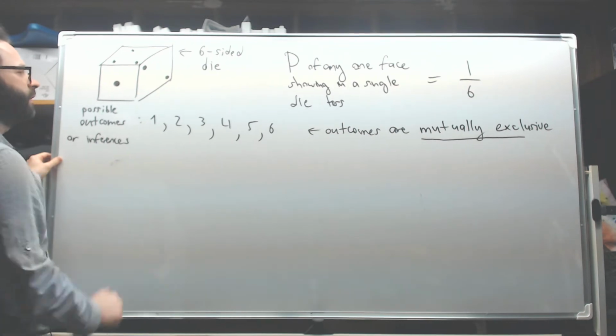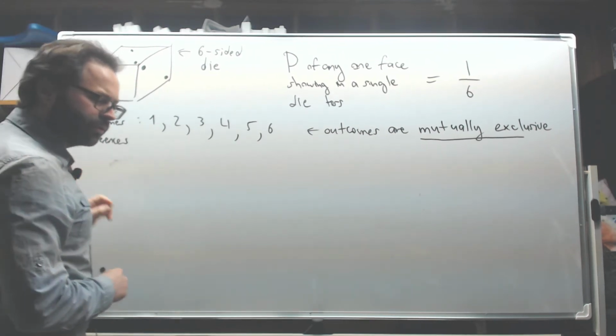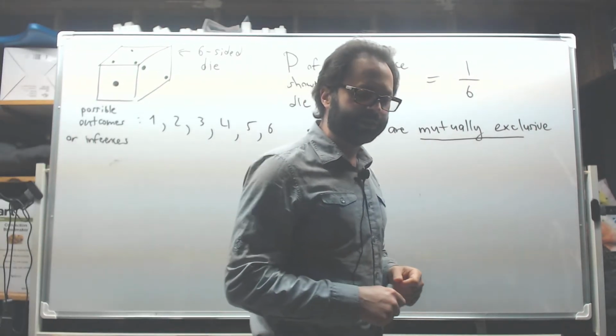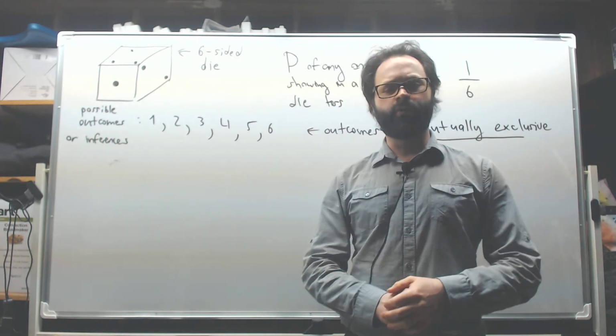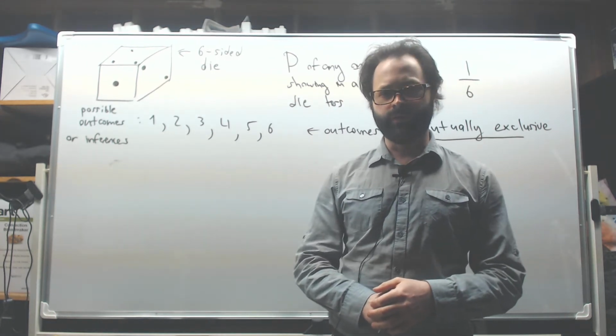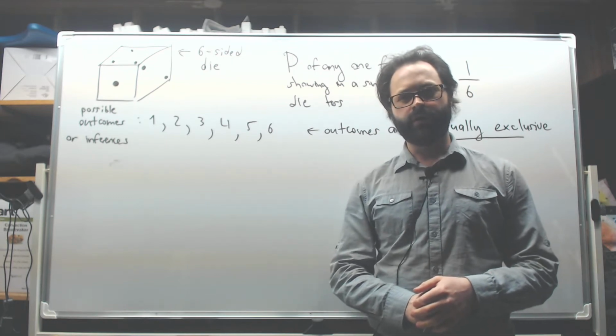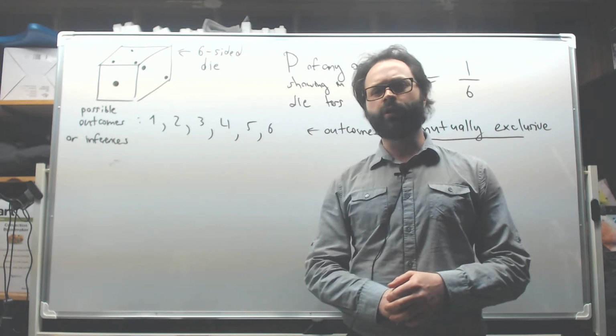We'll see. What about the following inference? What about the inference that when I throw a die a single time, I either get a 1 or a 2 or a 3 or a 5 or a 6?